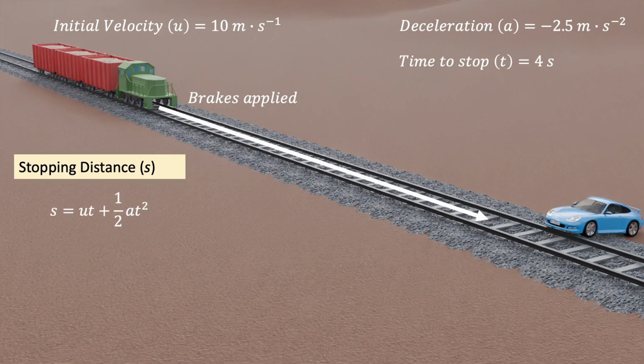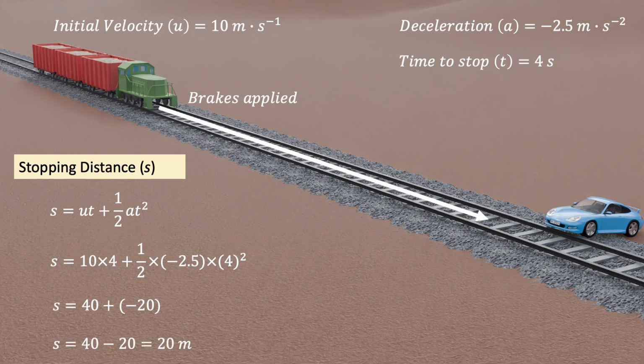Stopping distance S is equal to ut plus half at squared. Let's substitute the values. We'll get S equal to 40 minus 20, which is equal to 20 meters. So, the distance the train travels after the brakes were applied is equal to 20 meters.